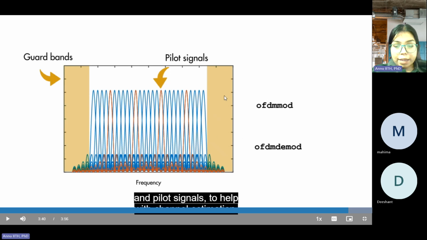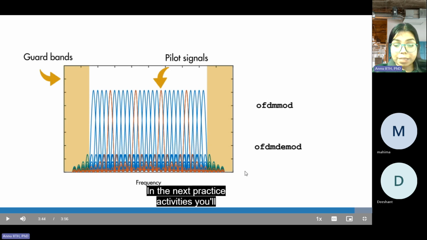Also, it will add some guard bands so that it will not interfere with the neighboring signal, and also pilot symbols. So what are pilot symbols? There are some symbols that are sent at the transmitter, that are already known at the receiver, just to have some channel estimation properties.